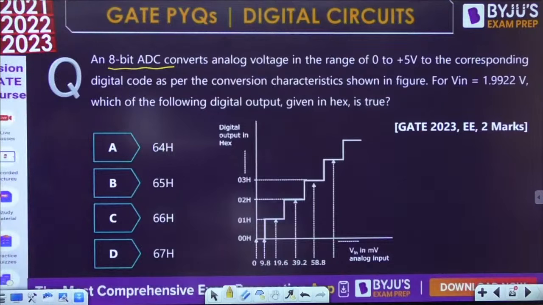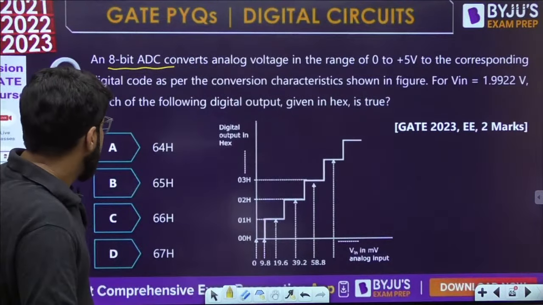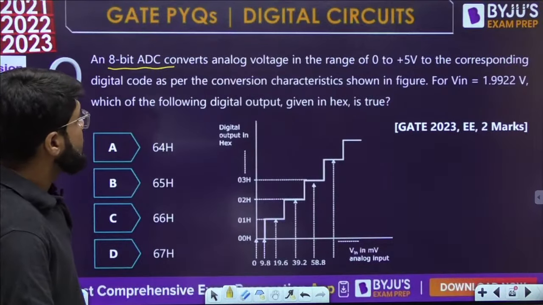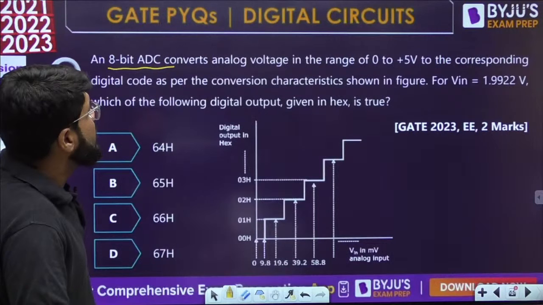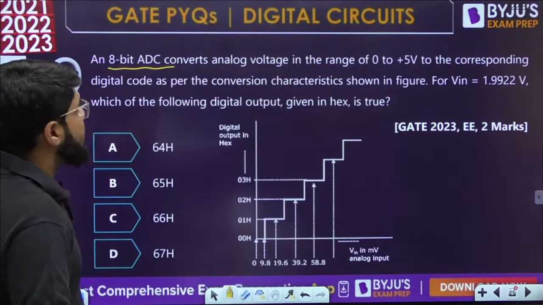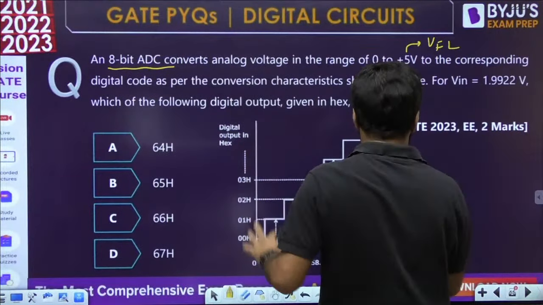Now you have to see this. It is 1.99, that is the input given to me. The full scale voltage is 5 volt. And it is 8 bit. So what is this? We all know that this is the VFL.